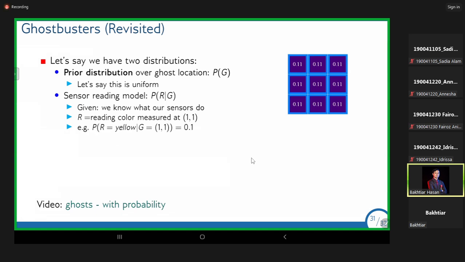So let's revisit our Ghostbusters scenario. Let's get back to where we started, right? We will have some assumptions regarding where the ghost is. That is called our prior distribution. And we know how the sensor works, which is, given each possible distance, how likely the colors are. So given that and Bayes rule, we can compute the posterior probability over the ghost locations given the readings. Let us see that in action.